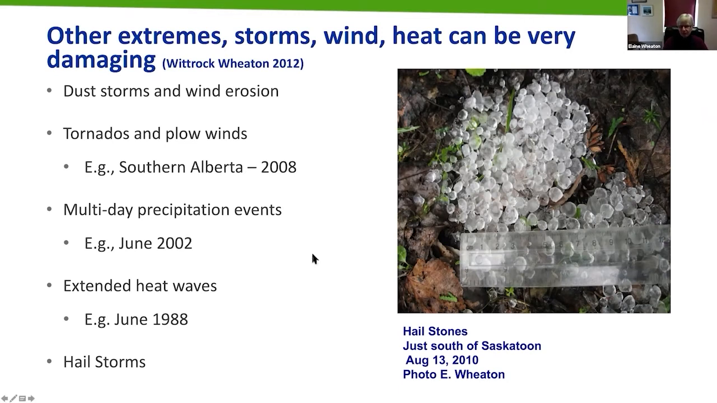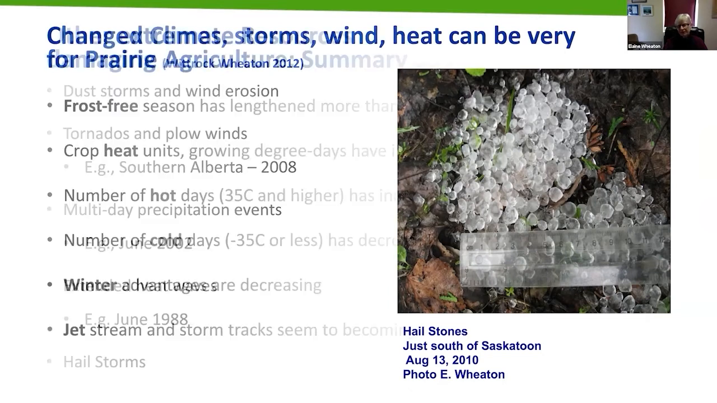Now, the multi-day precipitation events are something that we're looking more closely at because they appear to be increasing and will cause even further problems with increasing intensity of rainfall. Of course, the extended heat waves, we know all about that with just this past summer, and again, those hailstorms. So many other extremes to look for.